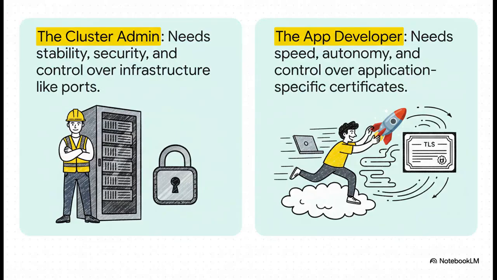All right, this slide really gets to the heart of it, doesn't it? It just lays the whole conflict bare. So on one side, you've got the cluster admin. Look, their whole world is stability, security, predictability. They need to be in charge of things like ports, because if they're not, the entire cluster could just fall over. But then, you've got the app developer on the other side. They need to ship features fast. They need autonomy. They need to control their own certificates for their own domains. See the problem? Both sides have totally valid needs, but they're pulling in completely opposite directions.